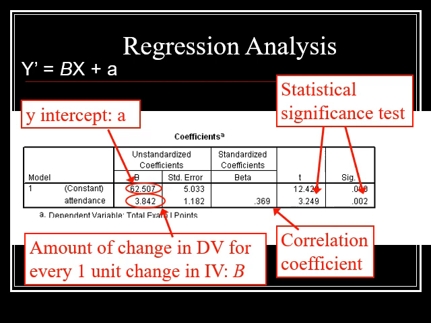So again, if we had someone attending 10 days, that's a 38. We'd add 38 to 62, and that would be 100. We'd expect a perfect score at that point.